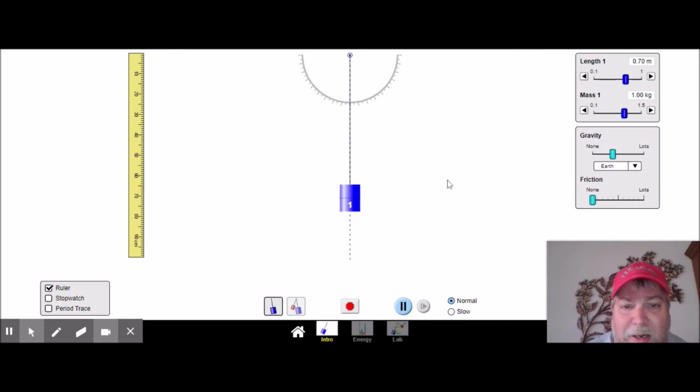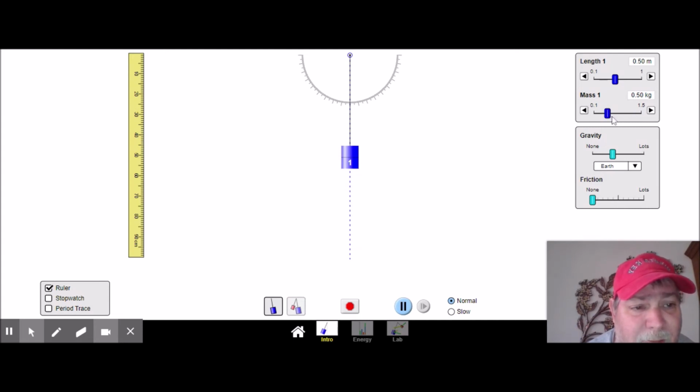So let's think about that for a second. Usually we just go through this in class and we brainstorm what we want to test. But I guess I'll just tell you. We might think that how far we pull it back, the amplitude, might affect the period. So we can do multiple amplitudes and measure the period. We can change the length of the pendulum and measure the period. And we can change the mass of the pendulum and look at the period.